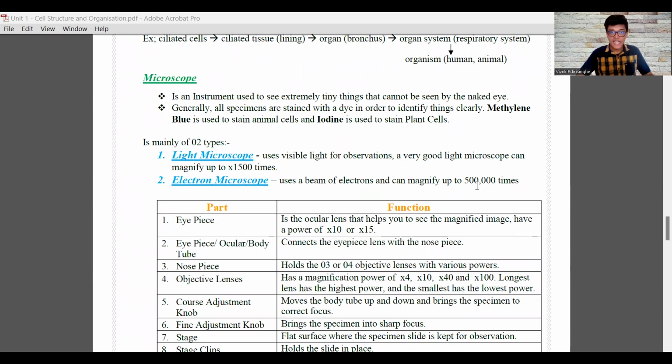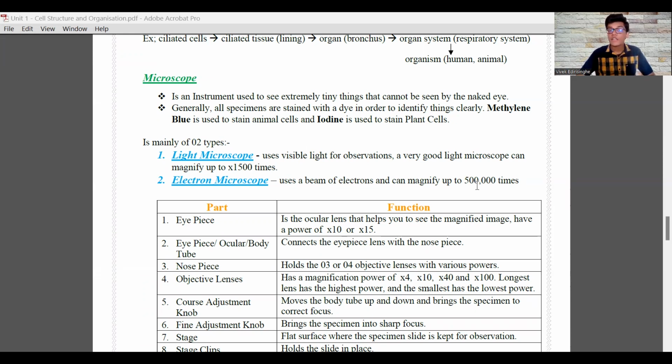Coming on to the practical side of this unit, which includes the microscope and observing the animal and plant cell. A microscope, as you know, is an instrument used to observe extremely tiny things that cannot be seen by the naked eye. Generally, all specimens, regardless of animal cells or plant cells, are usually stained with a dye in order to see and identify parts of the cell clearly. Methylene blue is used to stain animal cells, and iodine is generally used to stain plant cells for observation.